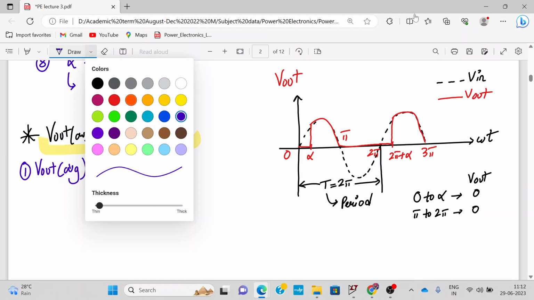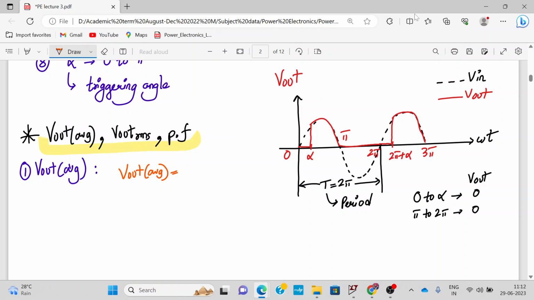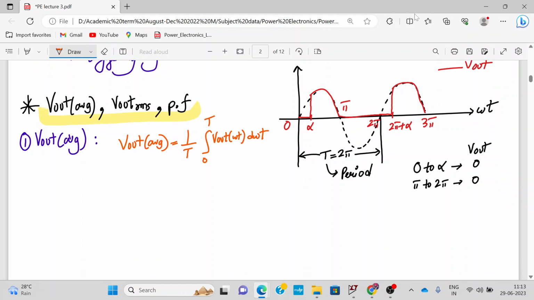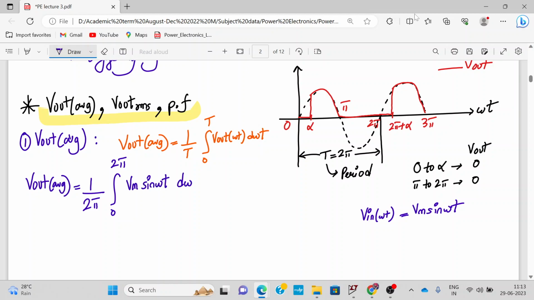So what's the average value expression given by? V out average is given by 1 upon T integral 0 to T V out of omega t d omega t. Now in this case, let me start the derivation. V out average will be equal to 1 upon T, T is 2 pi, so 1 upon 2 pi, 0 to 2 pi. V out of omega t is actually equal to V in of omega t, and that is Vm sin omega t. So in this case, we can write from 0 to 2 pi, Vm sin omega t d omega t.